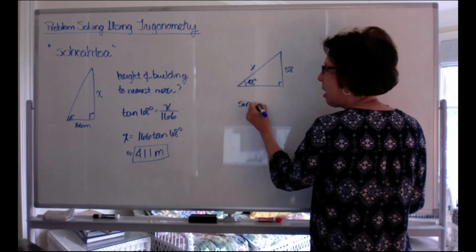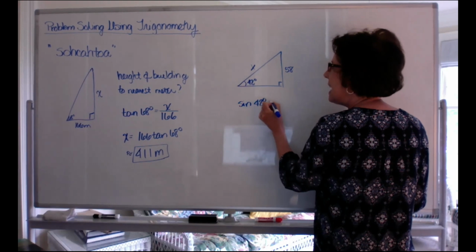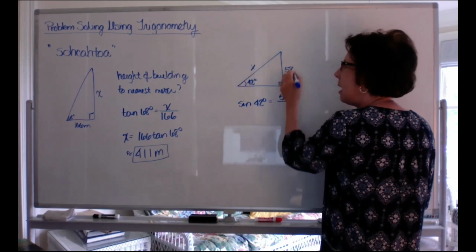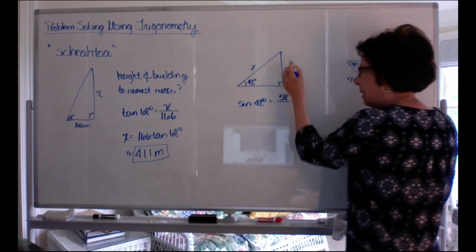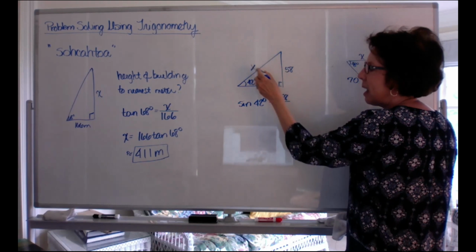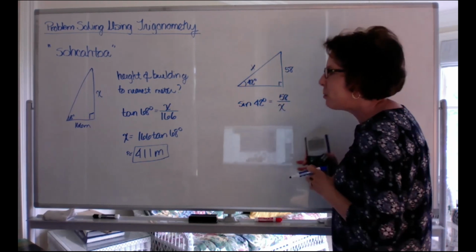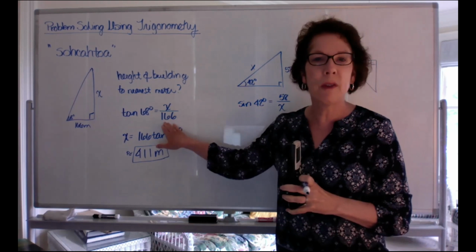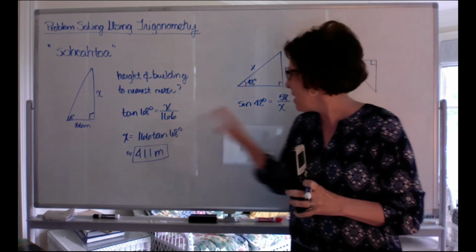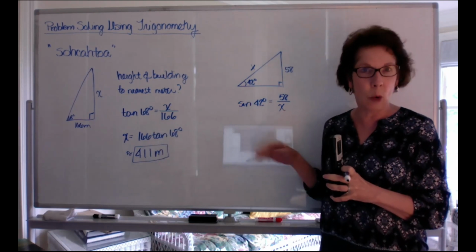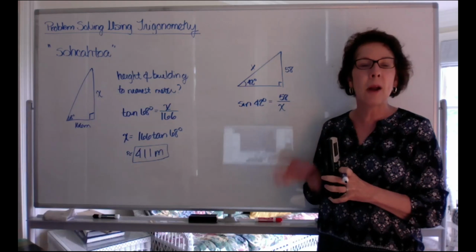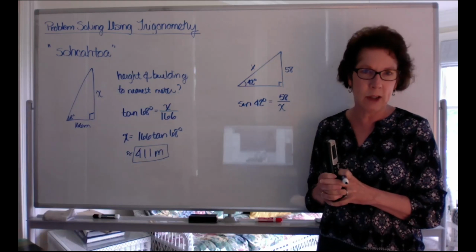The sine of 42 degrees is equal to the opposite side length over the hypotenuse. Now, this one's a little bit more challenging to solve than the last one, because there I just had to multiply both sides by 166. This one has x in the denominator. I've got to get that out of the denominator. So the first thing I'm going to do is multiply both sides of my equation by x.